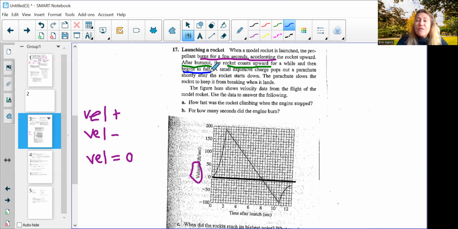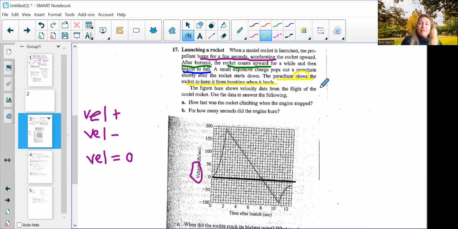So it's falling, but as it's falling, a parachute pops out and actually slows the rocket down. So it's falling, but it slows. Okay, so keyword here is slow. So we're trying to look at, based on the velocity graph, when each of these things happened.